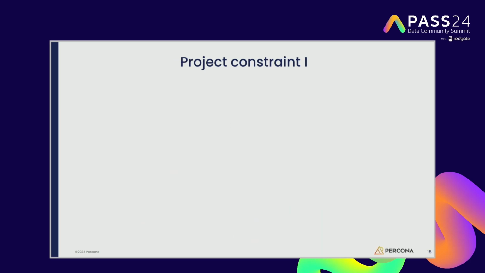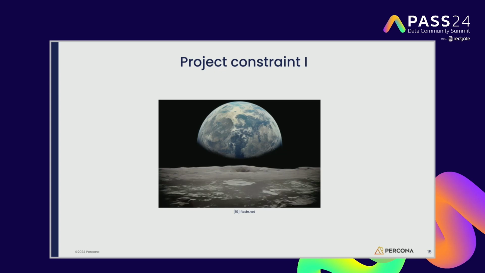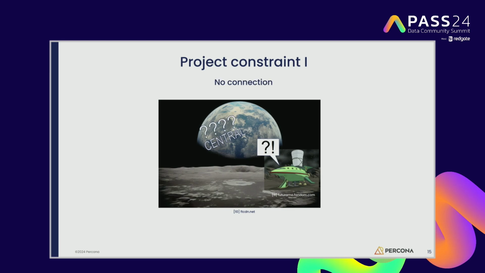Now, our first constraint for this project is what happens when the spaceship lands on the Moon, right? Everybody is eager to go out and explore the Moon, but then it tries to connect with the central, and there's just no signal, right? No connection. So this client-server model just does not work for this business, because then nobody can get out of the spaceship.